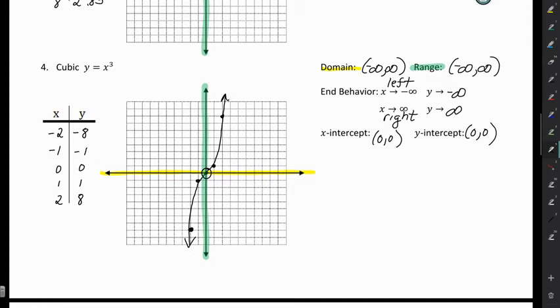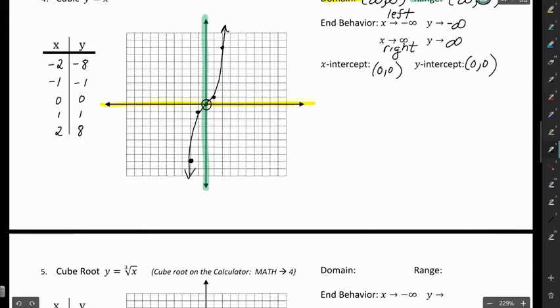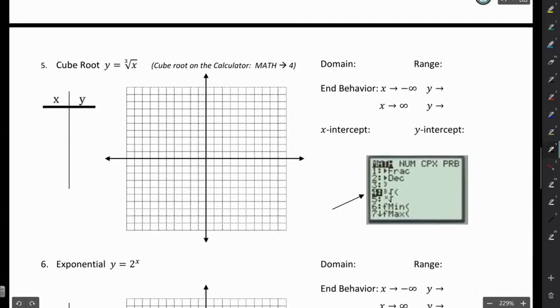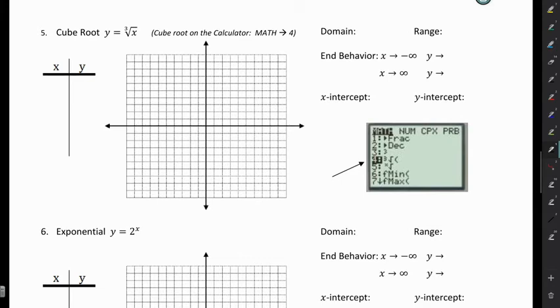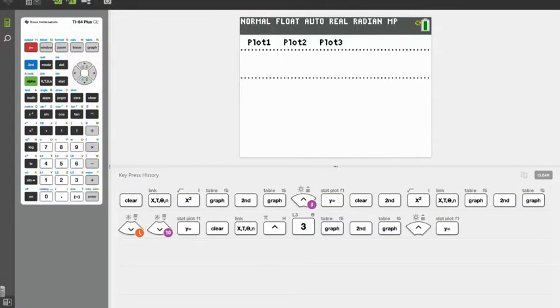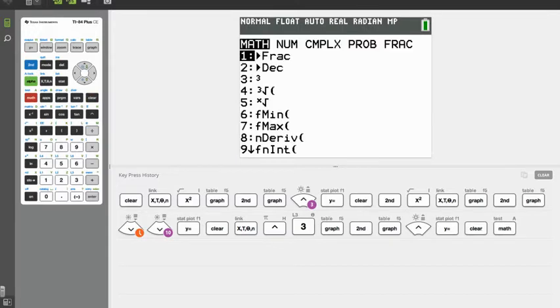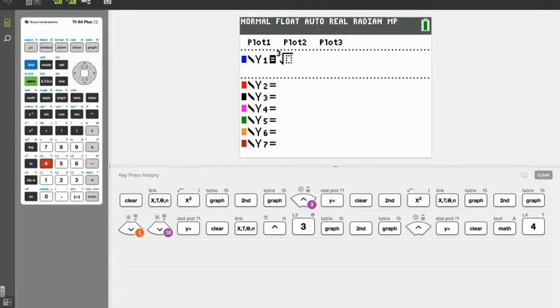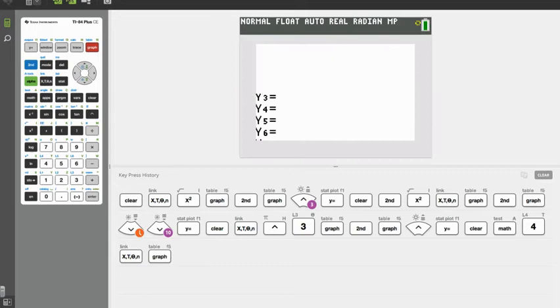Okay, we're doing good. Now, just when you were feeling really good, we're going to take it up just a little bit, all right? So we're going to do the cube root next, and the cube root can be found at math number 4. So we're going to go to y equals, hit clear. We're going to go to math number 4, all right? That'll give us the cube root, and we'll hit graph. Want to see what that looks like.